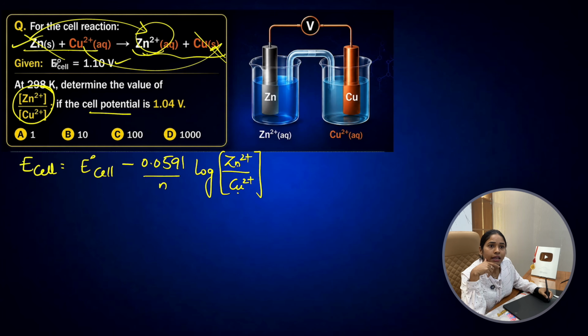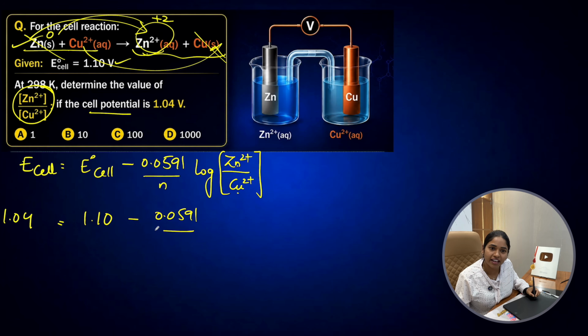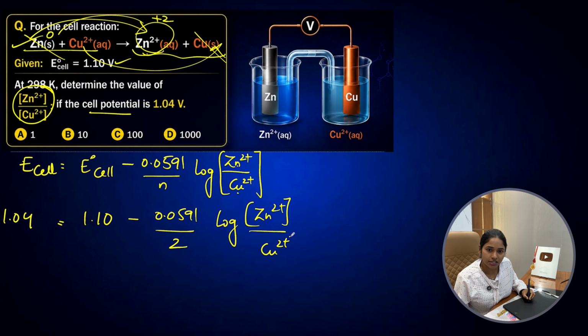Now how do we directly find the number of electrons transferred? Zinc is in 0 state, it goes to plus 2. So the change is 2 electrons. Directly we can substitute. Cell potential, how much? 1.04. And E0 cell, how much? 1.10 minus 0.0591 by number of electrons, that is 2, log of Zn2+ divided by Cu2+ concentration. Then how much will it be?